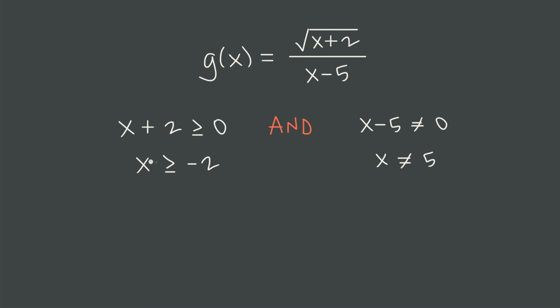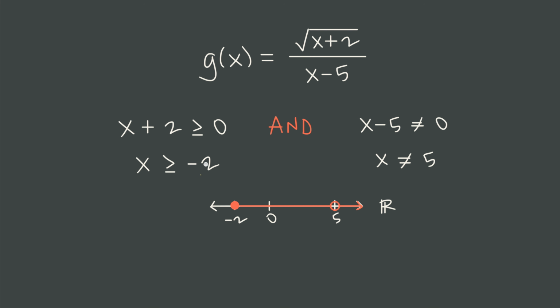So it has to be the case that x is both greater than or equal to negative 2 and not equal to 5. So let's look at this a couple of ways. If we sketch a number line, the real number line here, with 0 in the middle, we see negative 2 over here on the left, this is positive 5. We could sketch this domain this way.